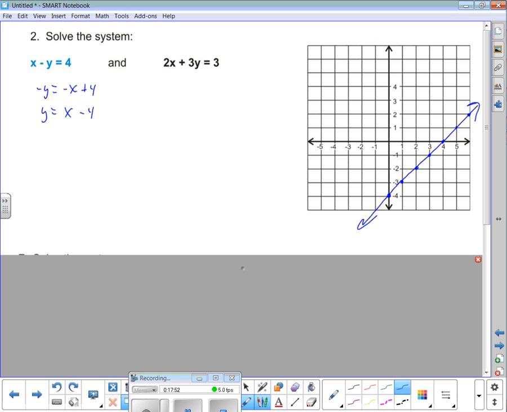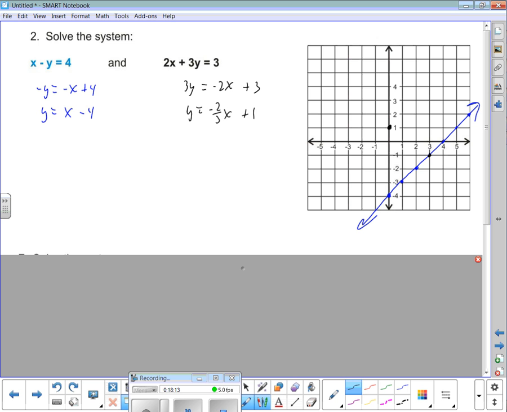Okay, so there we are for the blue one. Black one, add a negative 2x to both sides. Divide both sides by 3, so we get y equals negative 2/3 x plus 1. The y-intercept is (0, 1). From there, go down 2 and to the right 3. Okay, that's all I need.